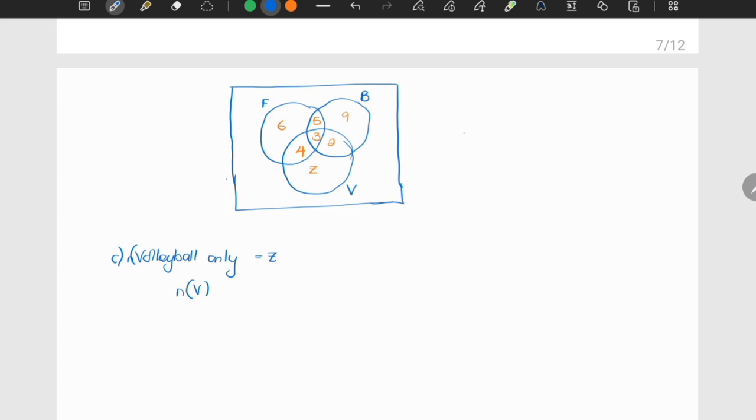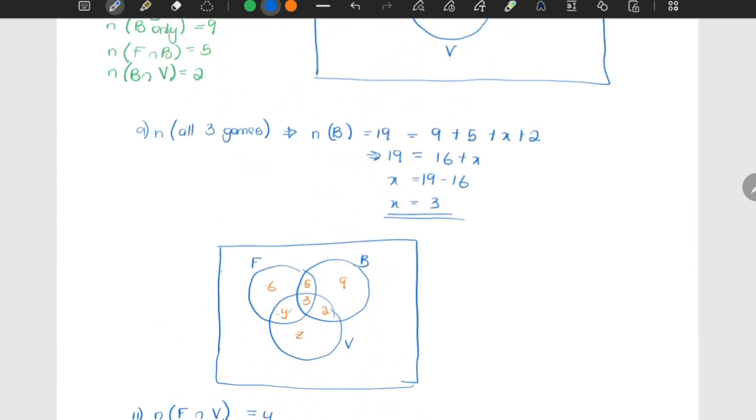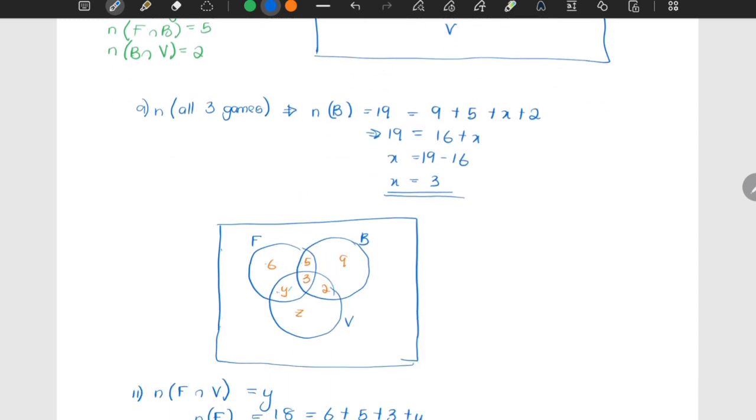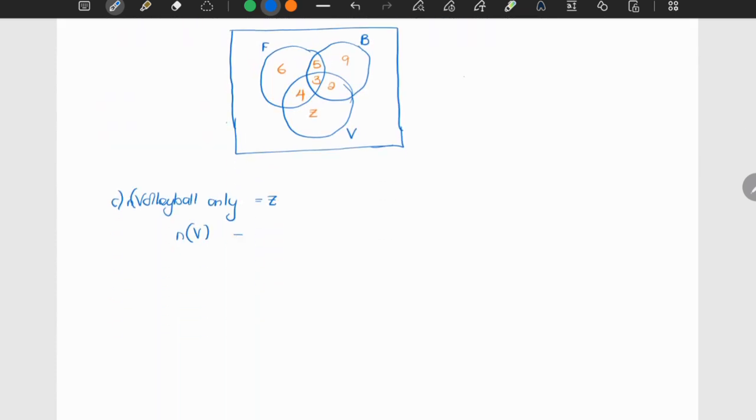So we know that the total number for volleyball is 16. So we know that 16 should be equal to 4 plus 3 plus 2 plus Z, right? Again, this is the 4, that's the 3, that's the 2, that's the Z, because we're looking at volleyball only, we're looking at this subset.